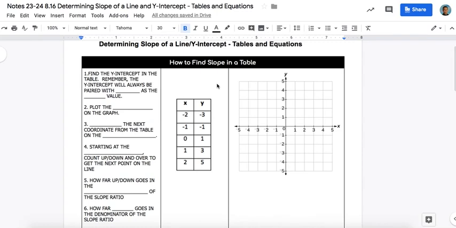Welcome to my video on determining slope of a line and y-intercept using tables and equations.